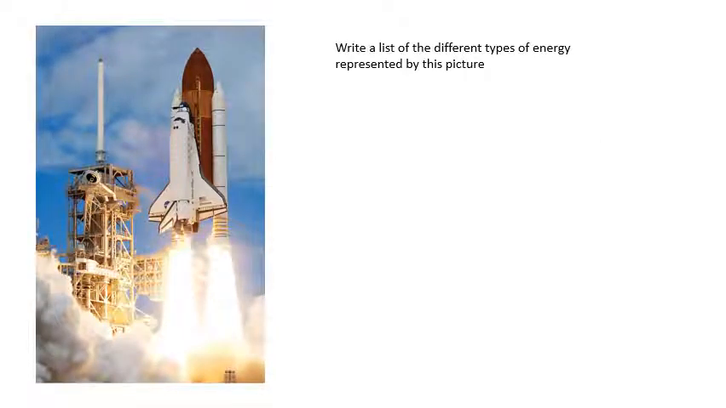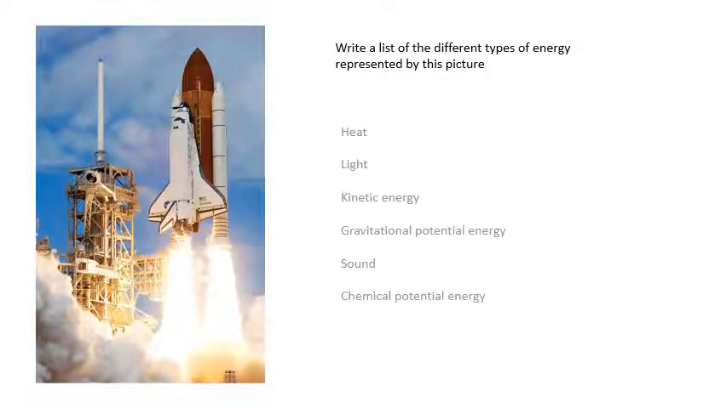Let's finish this video with a question. In this picture, space shuttle taking off, any kind of a rocket taking off, but look at the picture. How many different types of energy are represented by this picture? Okay, write a list for yourself. I'll show you my list in 3, 2, 1.